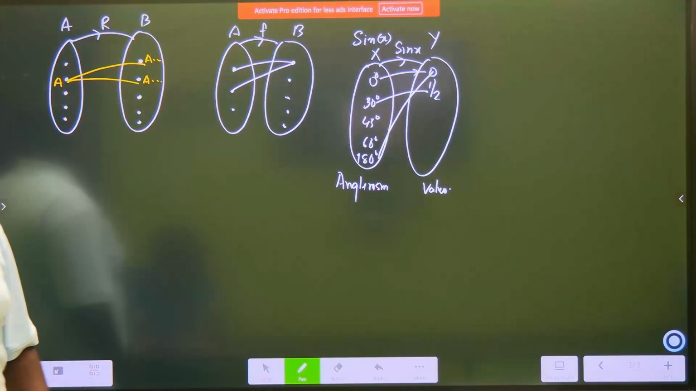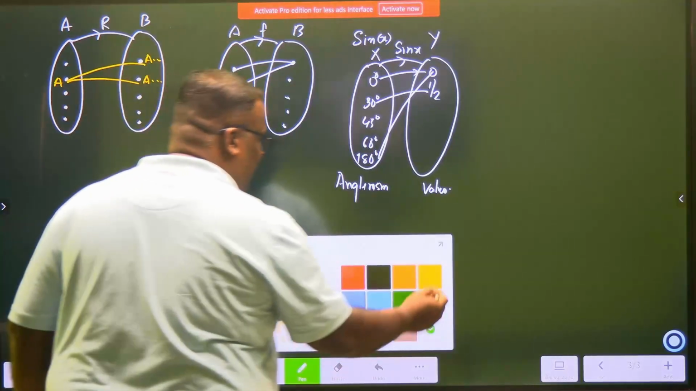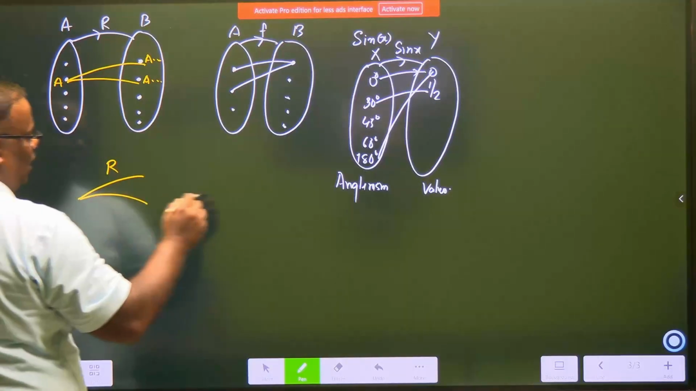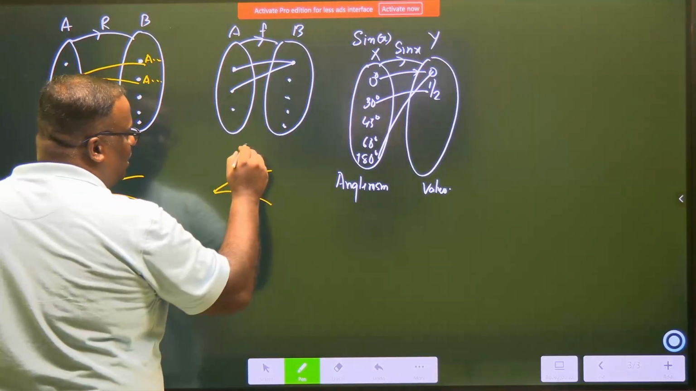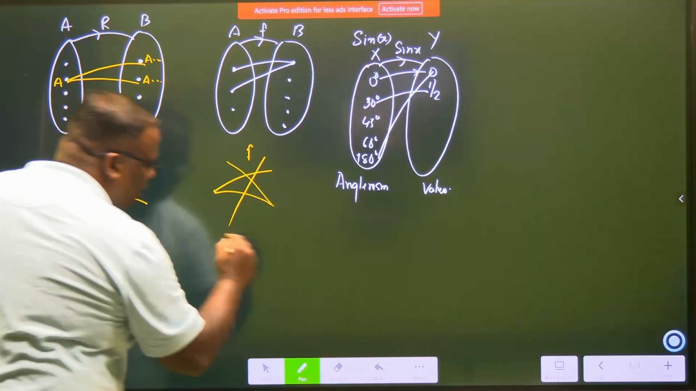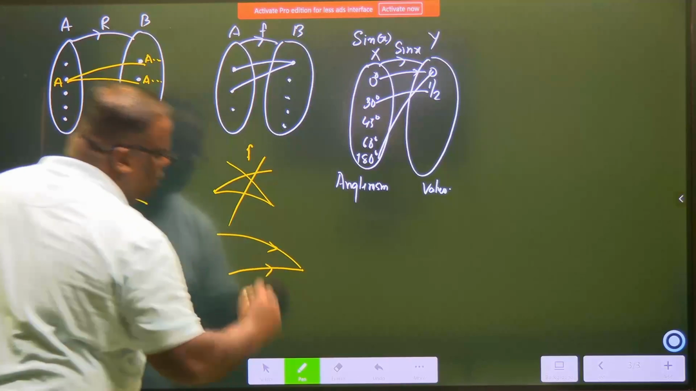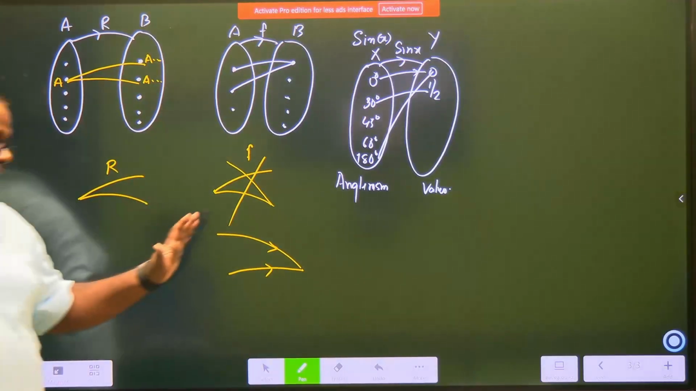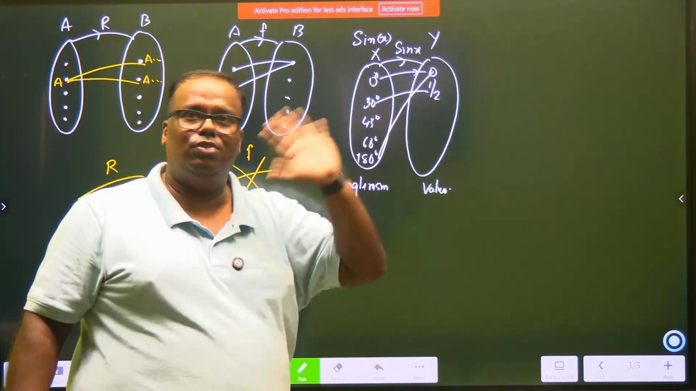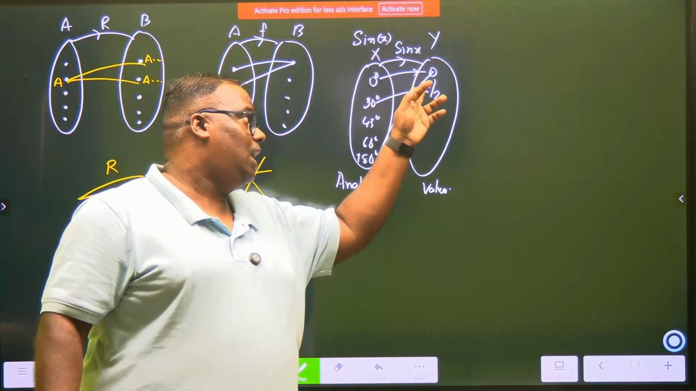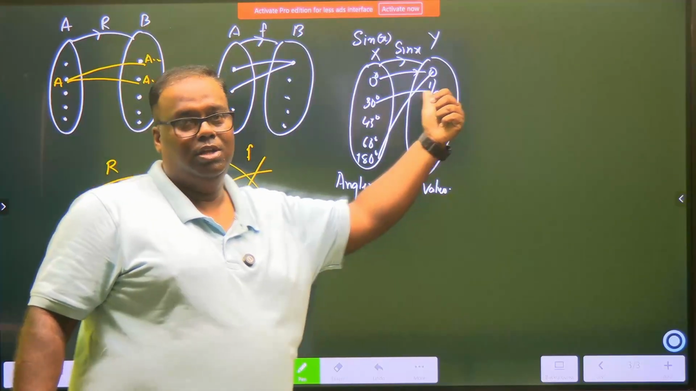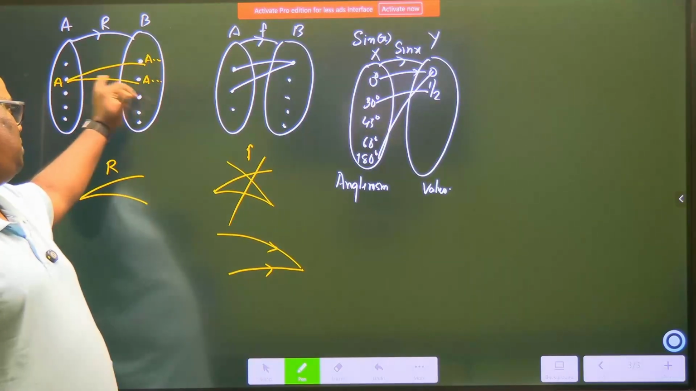This mapping is possible. So many children, when they get confused, remember it like this: Sir, in relation, this is possible. In function, this is never possible. Never is it possible. But in function, this is definitely possible. If at this level you are able to understand this much, it's fine. sin 30 cannot have two values, children. But half can be the value of two angles whose sine gives you half. That is possible. So here we said A maps to Amit, A maps to Ananya.